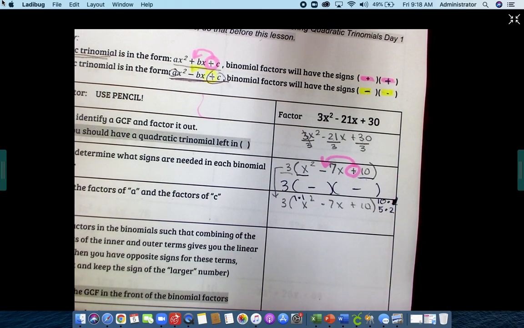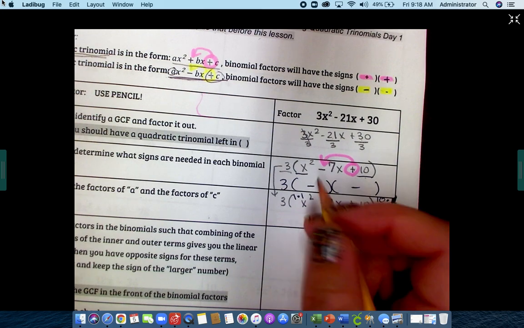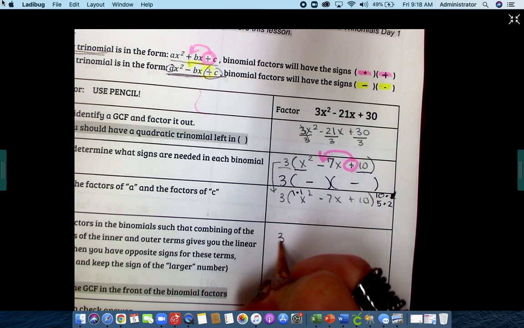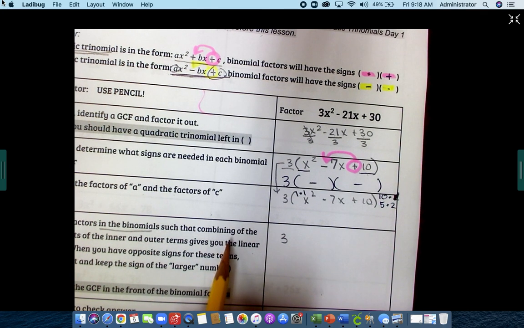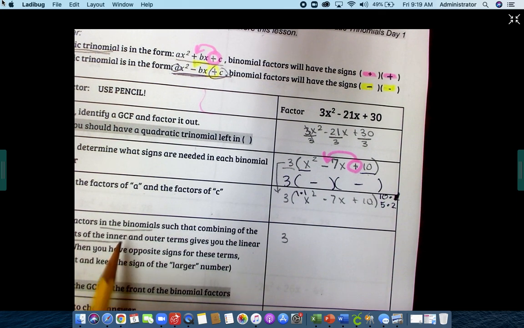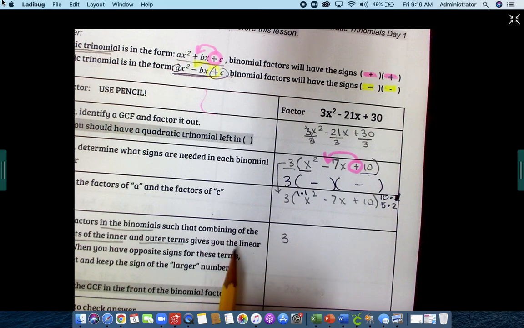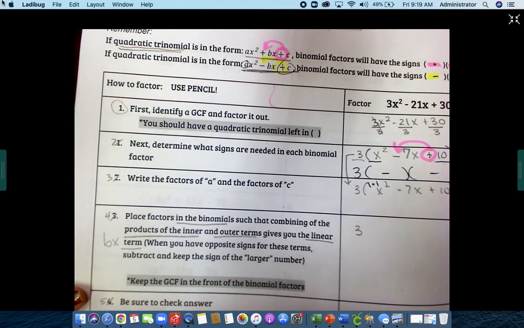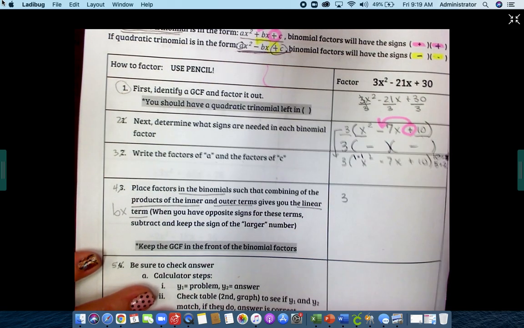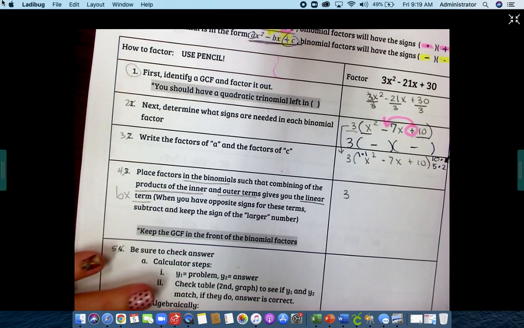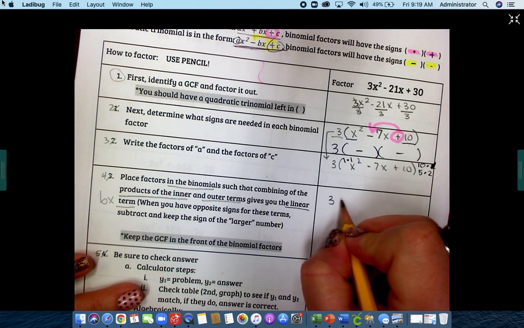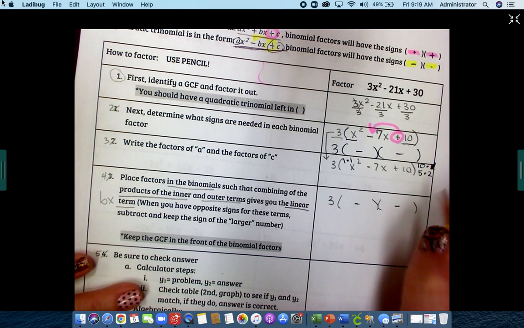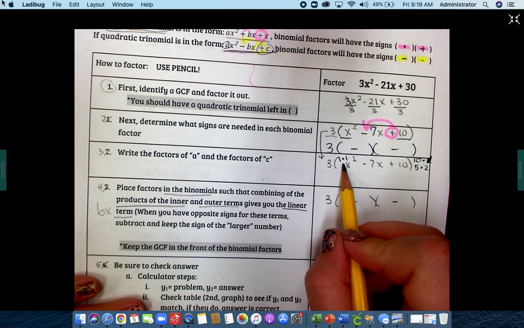So I am going to come down here, and it says place the factors in the binomials such that combining the products of your inner and outer give you the linear term. What's our linear term? That's our bx term. And all of this is from the prior lesson, okay? So I'm going to keep my 3, put down my parentheses with my signs, and I'm going to use these factors that I came up with.